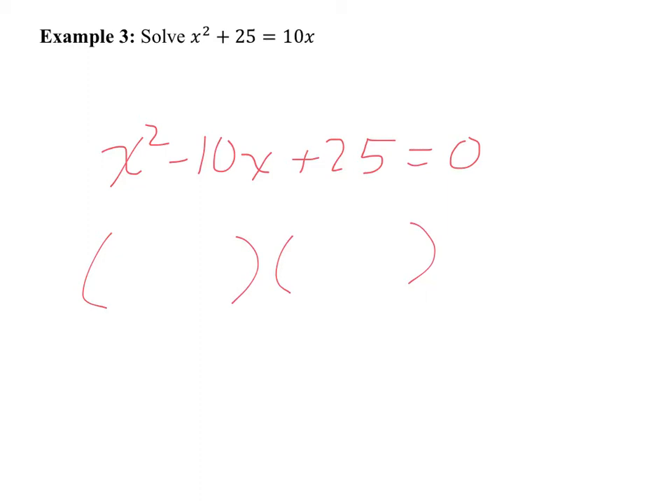5 and 5. Now, we want them to add up to negative 10. So they should both be? Negative. Yeah. Okay? Be careful. If you're mixing up B and C, you have to know your rules, okay? So negative 5 and negative 5. So this is one of our special cases.